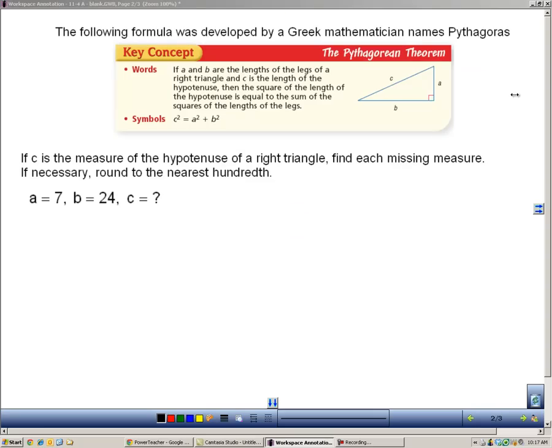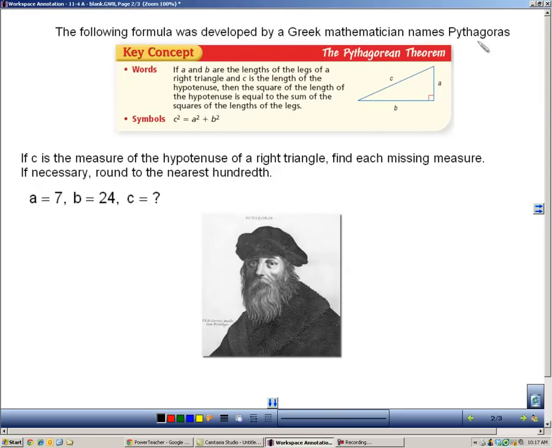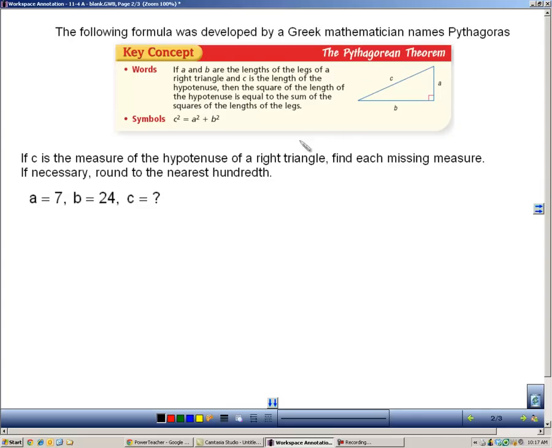Now the person that's credited with the theorem is called Pythagoras. He was a Greek mathematician, and the reason it's called the Pythagorean Theorem is because it shares his name. He discovered the relationship, and so he named it after himself. But here's what the theorem says. Basically it says this equation.